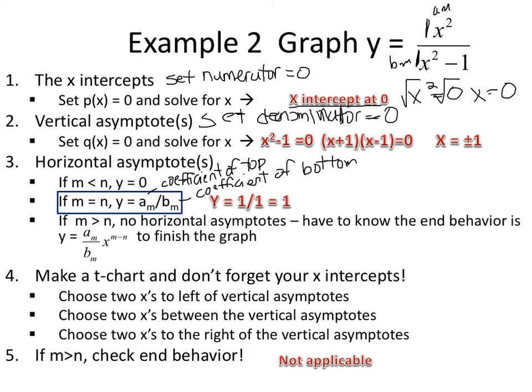And that's where we get the 1 over 1. And that's where the vertical asymptote is. That's where the horizontal asymptote is at y equals 1. So then we skip down to make a t-chart. So this time we're going to pick 2 to the left, 2 in between, and 2 to the right. And we don't have to worry about this last step because we didn't pick the m is greater than n by 1. We had m equals n.